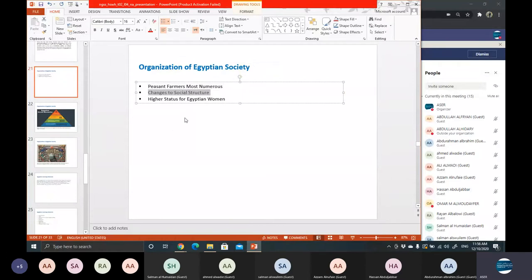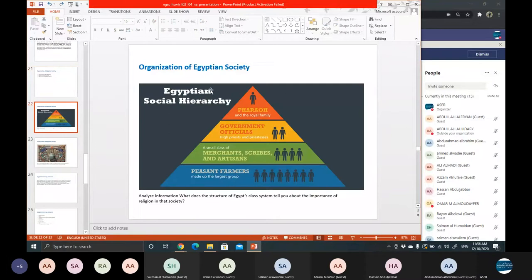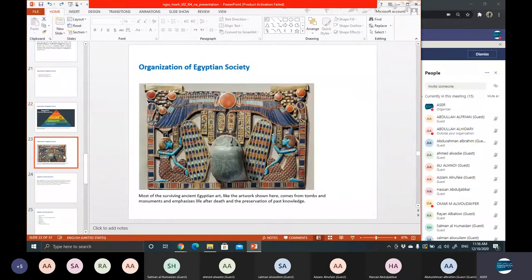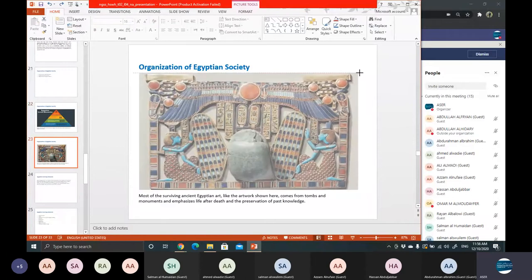And we also have changes to the social structure and a higher status for women. For the hierarchy, we have the pharaoh, the government officials, the merchants, scribes and artisans, and the majority were peasant farmers. These are some of the arts of the ancient Egyptians.